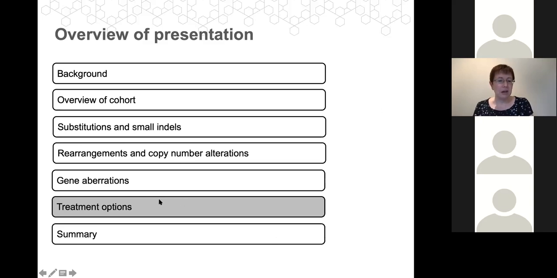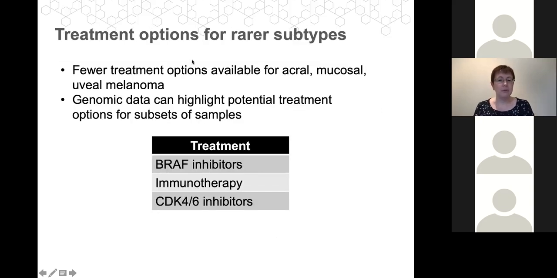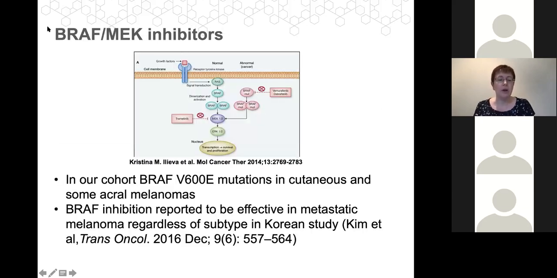So just to finish off, by looking at treatment options. This is not an exhaustive list. This is just touching on a few different treatment options for the rarer subtypes, as there are fewer treatment options available for these subtypes. And this is just highlighting some of the ways that genomic data can highlight potential treatment options for subsets of samples based on our cohort.